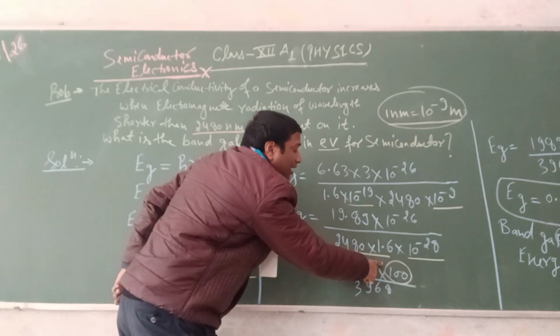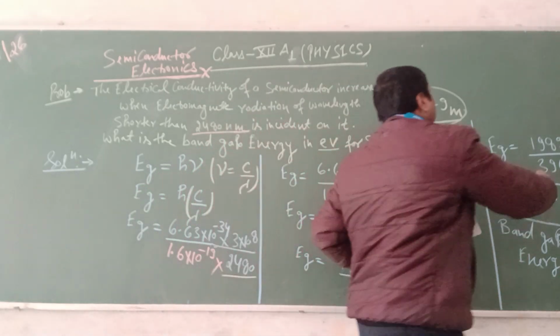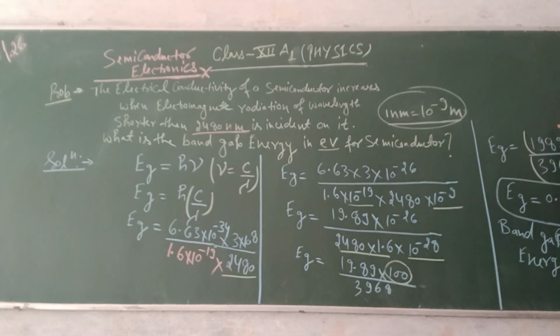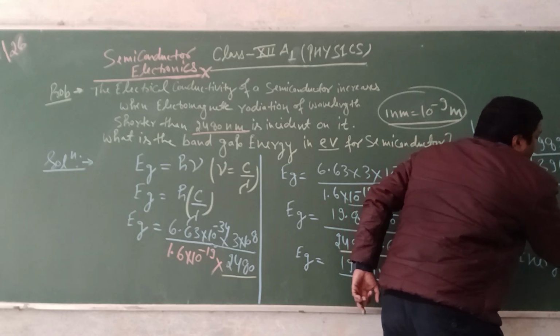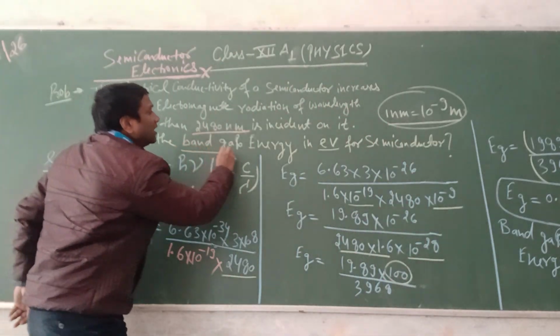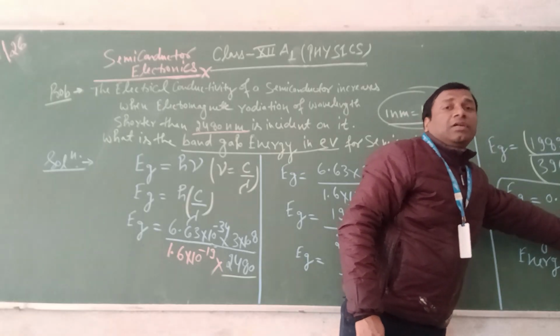That means 19.89 multiplied by 100, divided by 3968. That is 1989 divided by 3968, and we get E equal to 0.5012 electron volt. Approximately we can write band gap energy E is equal to 0.5 electron volt. According to the question, we had to find the band gap energy in electron volt, and that is 0.5 electron volt.